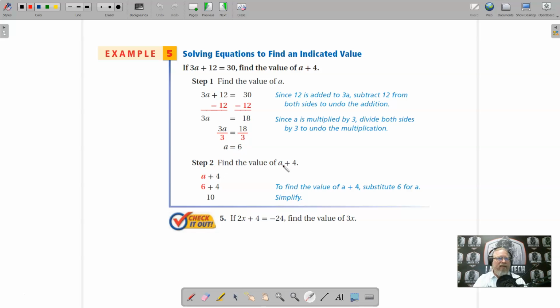Step 2 is find the value of a plus 4. So let's substitute in 6 for a. 6 plus 4 is 10.